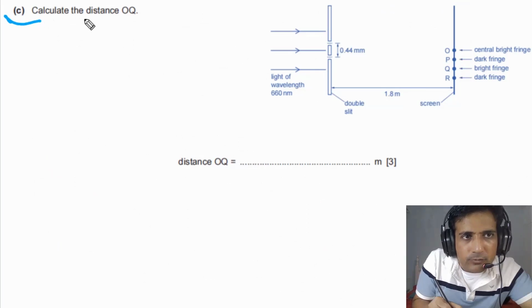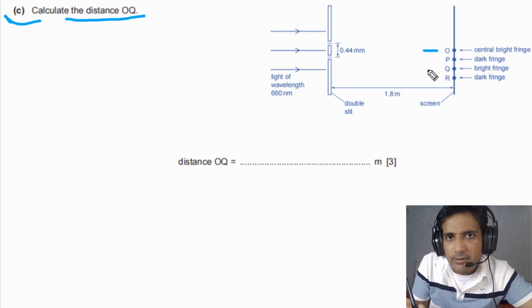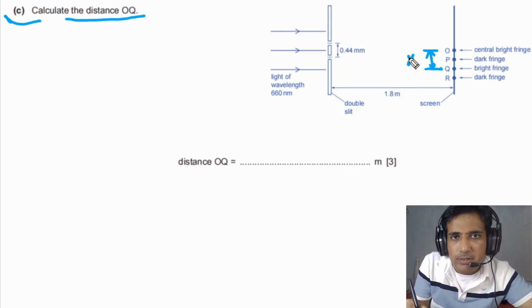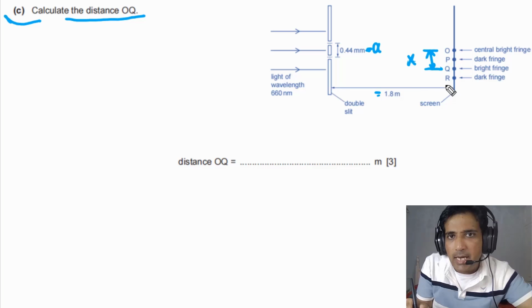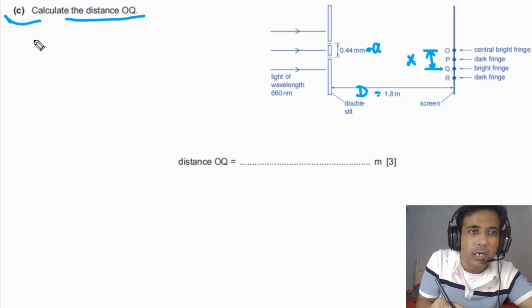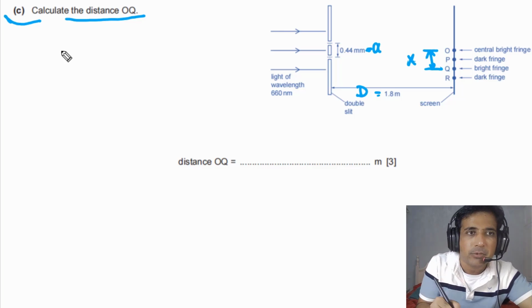For part C, we need to calculate the distance OQ. It simply means that we need to find the fringe spacing between the center bright fringe and the first bright fringe, meaning the first order bright fringe. Let's say fringe spacing is equal to x, the slit separation is equal to a, and the distance between slits and screen, let's say that distance is equal to capital D. Now we need to understand how these quantities are linked together. So simply this is Young's double slit experiment equation.